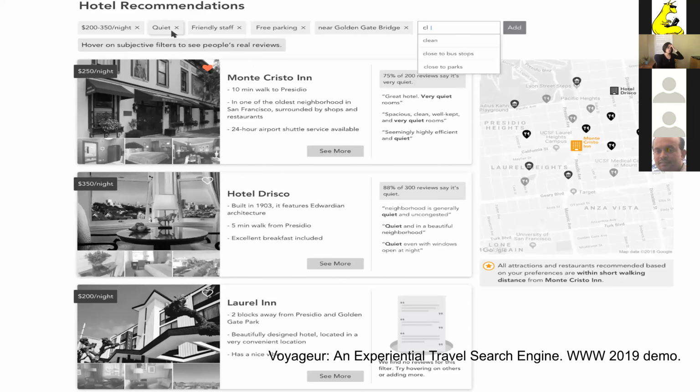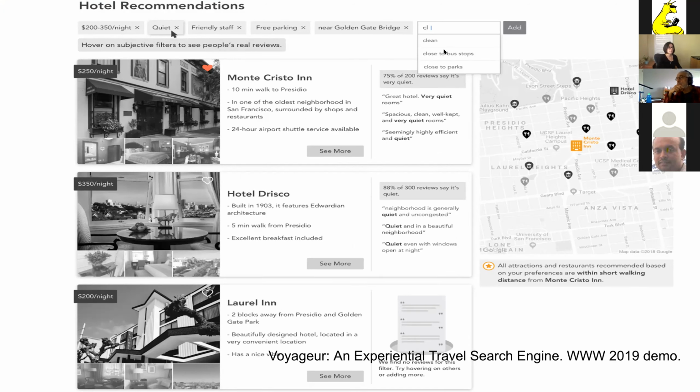So here is the screenshot of the demo we have. I don't know why it's in black and white. I thought I had a version in color. I think I must have put an older version, but nonetheless, it's the same thing. On the top, you can write your subjective predicates. Here it is $200 to $350 per night. You want quiet hotels, friendly staff, free parking near Golden Gate Bridge, right?